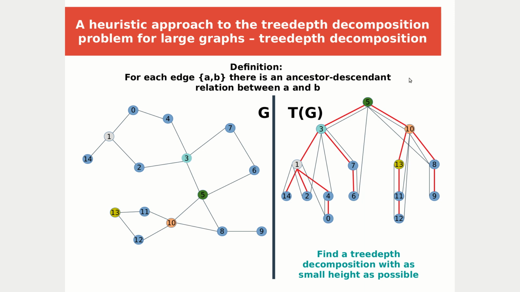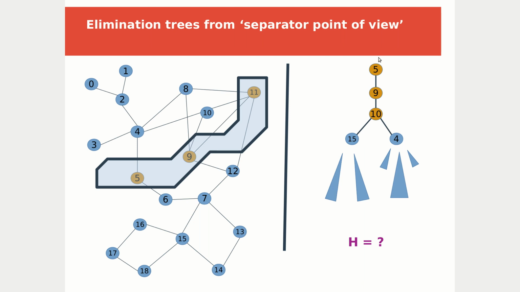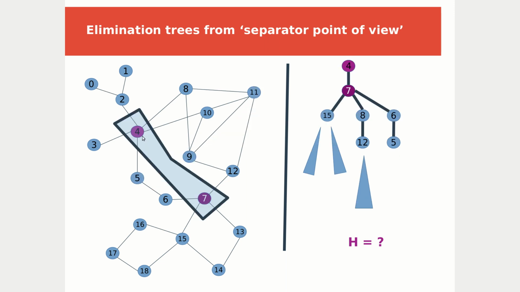In the treedepth decomposition problem, we want to find a treedepth decomposition that is an elimination tree with as small height as possible. We'll look for treedepth decompositions for elimination trees from the separator point of view. That is, given a graph, we will look for a separator in the graph, 5, 9, 11 in this case. Then we'll find recursively treedepth decompositions of connected components of graph G after removing the found separator. And depending on the separator found, for example 5, 9, 11 or 4, 7 here, we can obtain different decompositions with different heights.